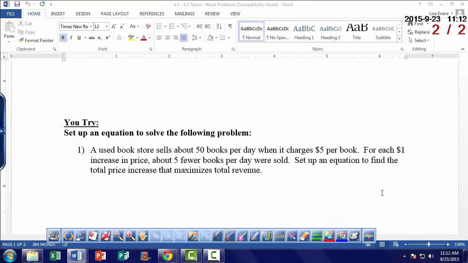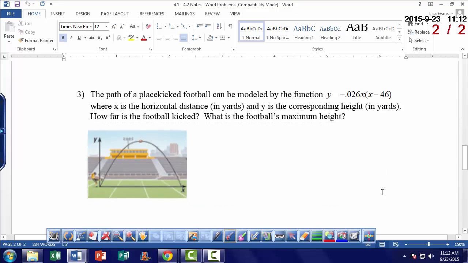Moving on, the next page is a little bit easier. Here we're going to be talking about finding usually maximum height, or finding how far we're throwing a ball, kicking a ball, jumping, something of that sort. All right, it says the path of a place-kicked football can be modeled by this function, where x is the horizontal distance in yards and y is the corresponding height in yards.